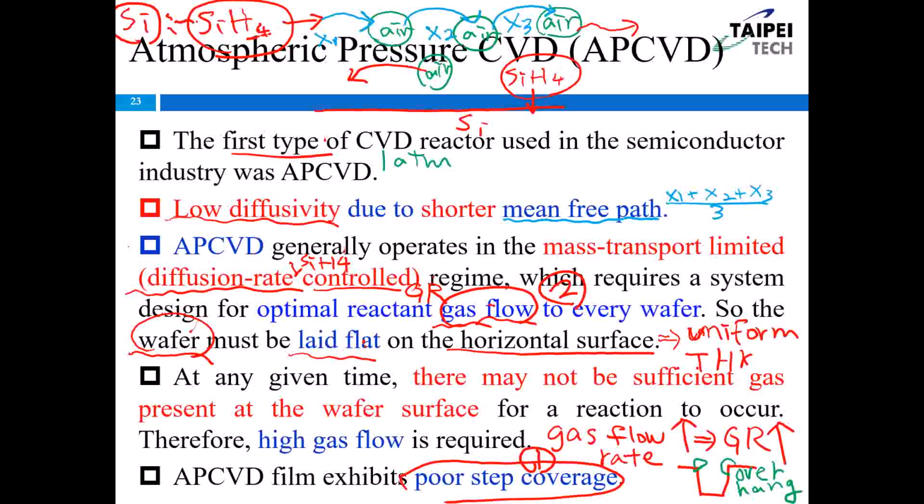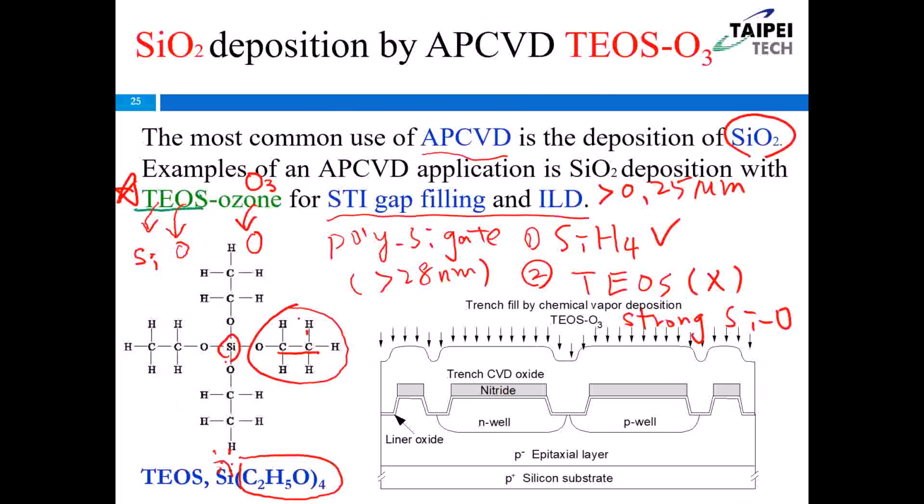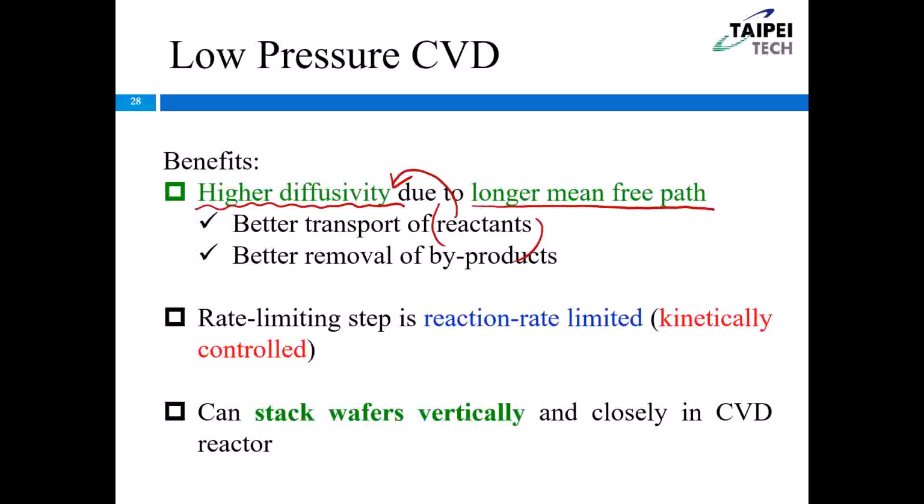Here in APCVD, we have a lot of air inside the chamber, so the precursor is not easily transported to the silicon surface, and the byproduct is not easy to pump away. However, this is not an issue for LPCVD, because we can easily transport the reactant and easily remove the byproduct. So right now we have a lot of precursor, a lot of reactant on the silicon surface.